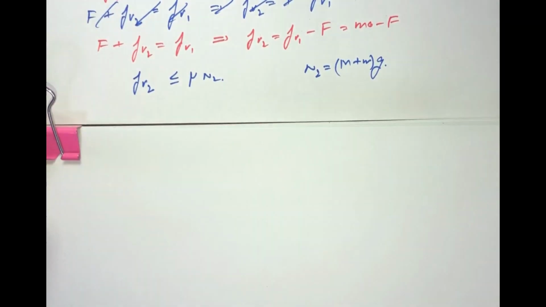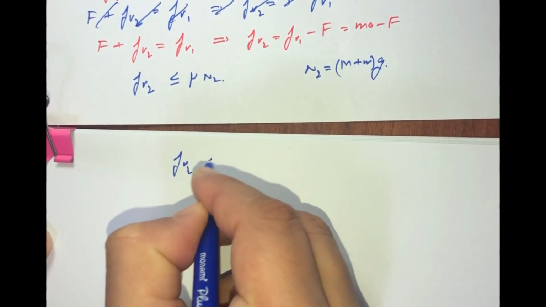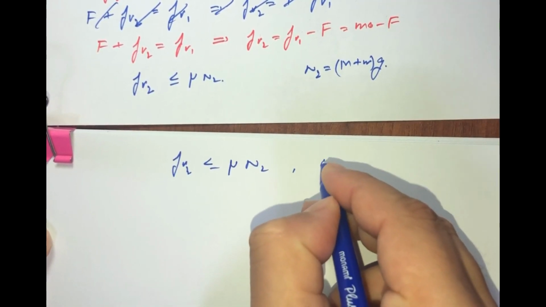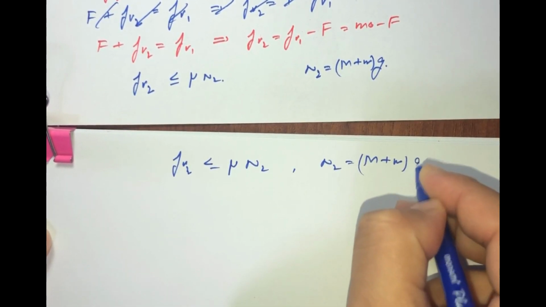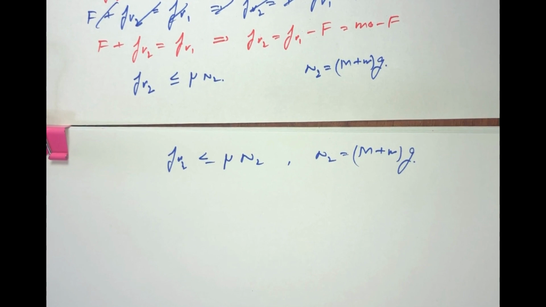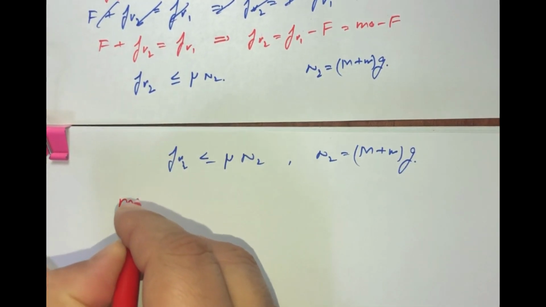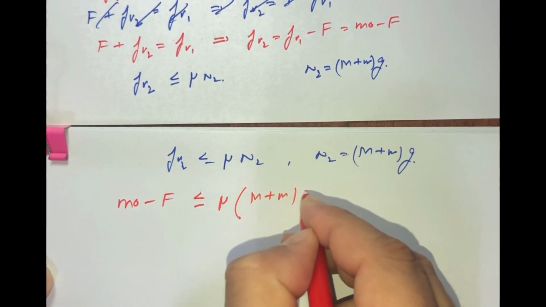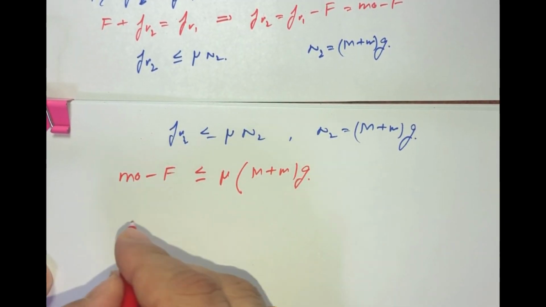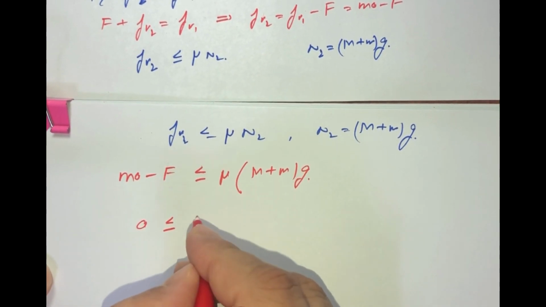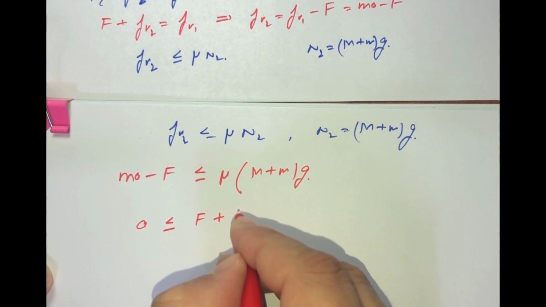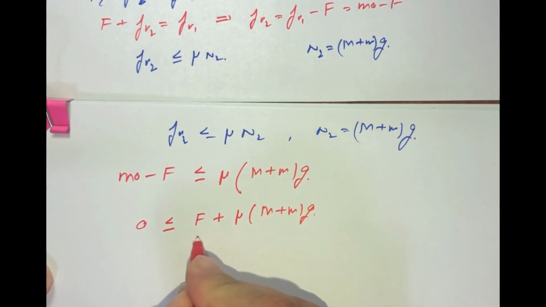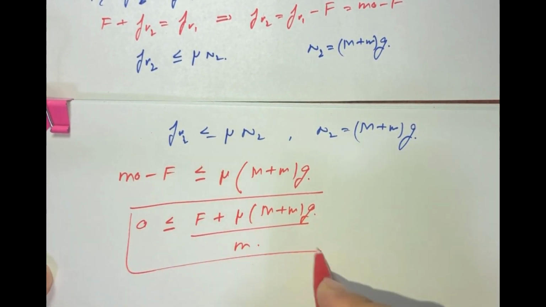Now we are simply going to substitute the values. Let me write it here again. We have FR2 less than or equal to mu N2. N2 is equal to M plus m into g. So we know FR2 is ma minus F. Putting here, ma minus F is less than or equal to mu times M plus m g. So we can write acceleration is less than or equal to F plus mu M plus m g divided by small m. So this is for case 1.